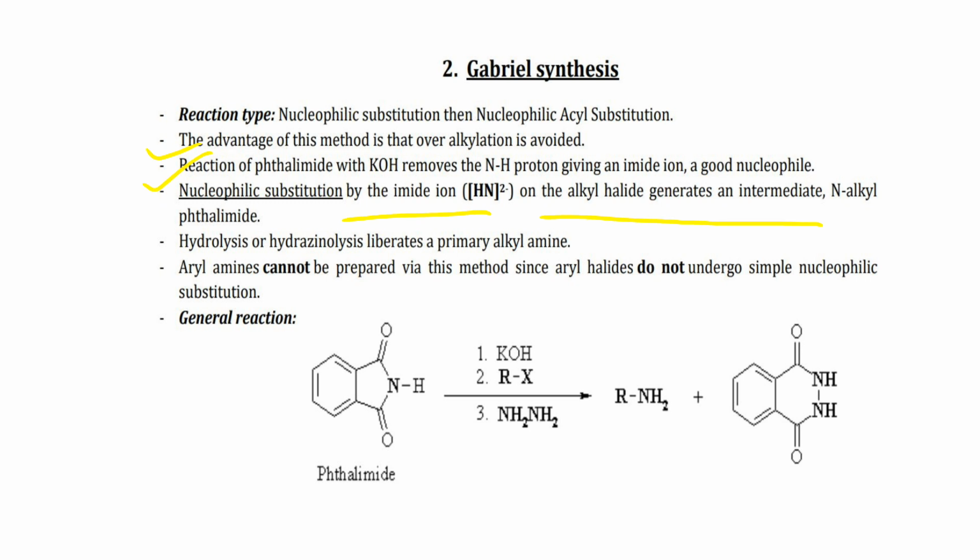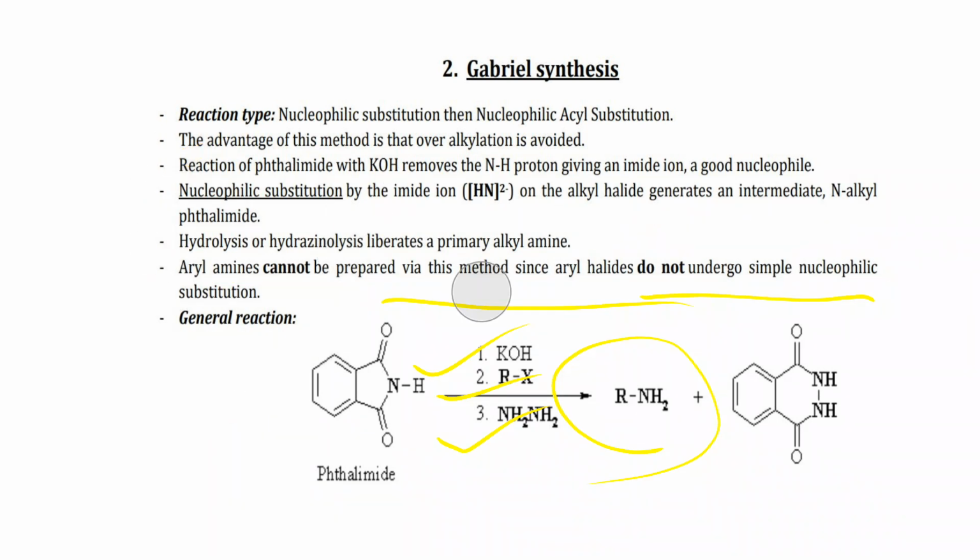Aryl amines cannot be prepared by this method, because aryl halides do not undergo simple nucleophilic substitution. This is the general reaction: phthalimide in the presence of KOH and RX, an alkyl halide, then NH2NH2 or hydrogen, gives a primary amine, RNH2. This is a very important reaction, the Gabriel synthesis.